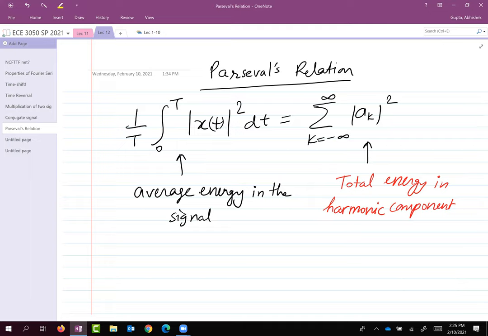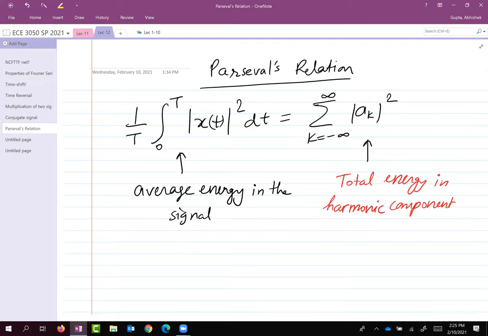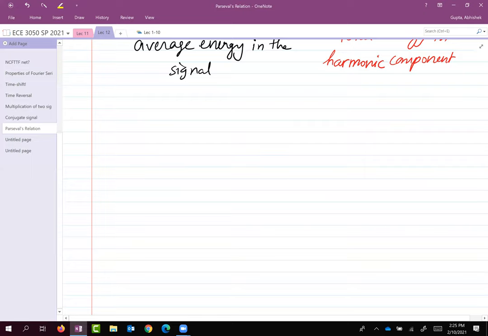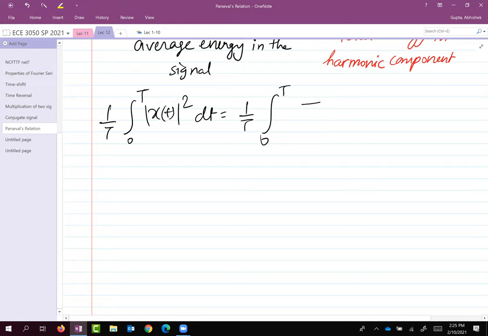Even though the derivation is not there in the book, let me just do a quick derivation of this result because it's not that difficult. So I have 1 over T, integral 0 to capital T, x(t) squared dt, is 1 over T summation k equals minus infinity to infinity a_k e raised to jk omega naught t.